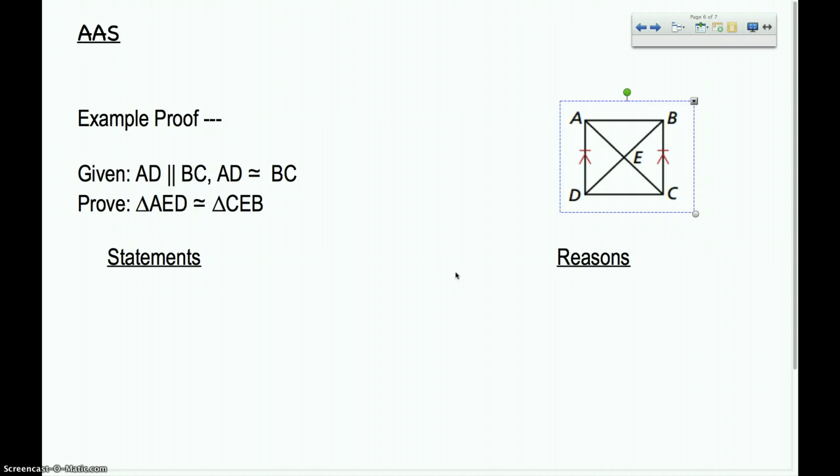What that means is a little different now. We have two choices for sides that we can work with. Okay? So a little bit different. Let's look at how this actually looks in a proof.